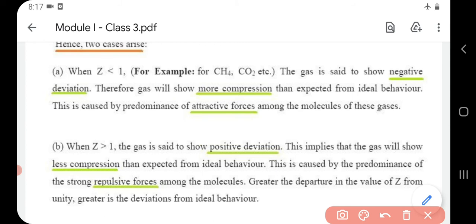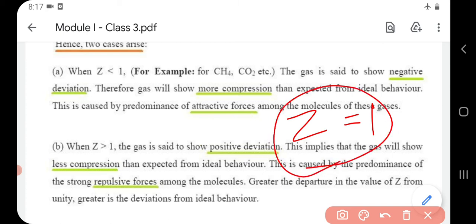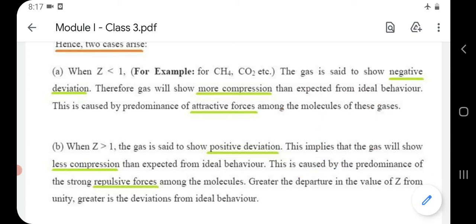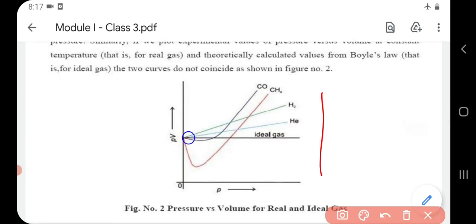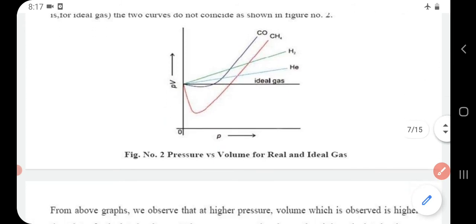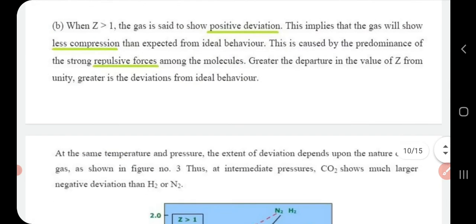So we have a compressibility factor value Z. Suppose it has a value of 1. The greater the deviation from this value, the greater will be the deviation from ideal gas behavior. This is clear from this graph: the ideal gas has exactly the value 1, while CH4 is highly deviating from this value of 1. So the greater the deviation from Z equal to 1, the greater the deviation from ideal gas behavior.